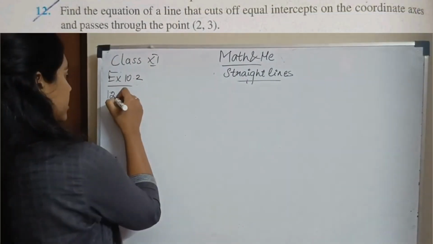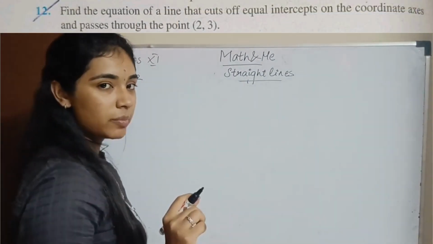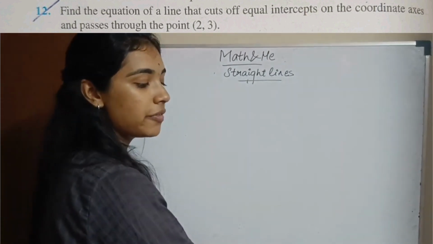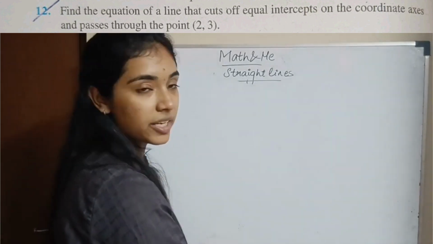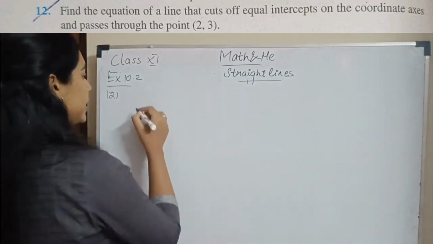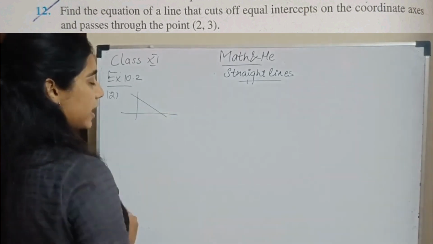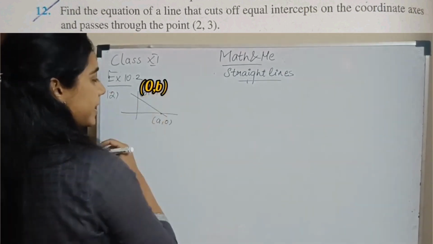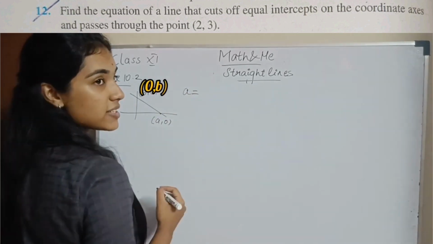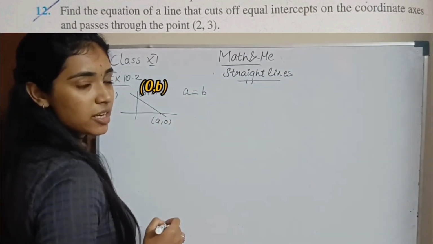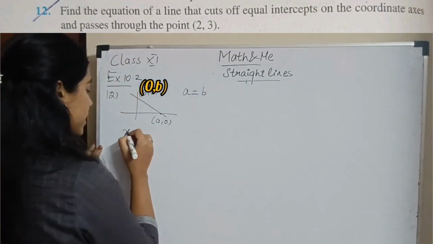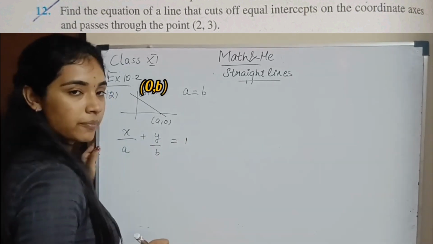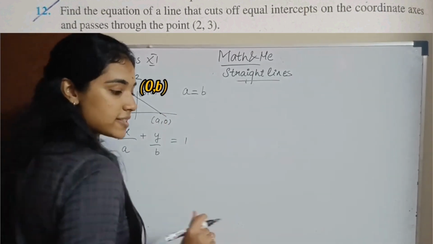Okay. Question number 12. It looks complicated, but it is very, very simple. Please pay attention. Find the equation of the line that cuts off equal intercepts on the coordinate axis. So what do you mean when you have intercepts? The particular line intersects on the x-axis and the y-axis. They mean to say equal intercepts, meaning a equals b. So what do you know about the intercept formula? You have x divided by a plus y divided by b equals 1. They say that we have equal intercepts.